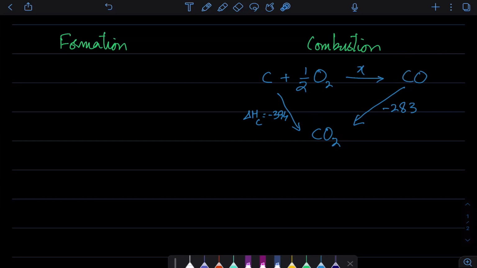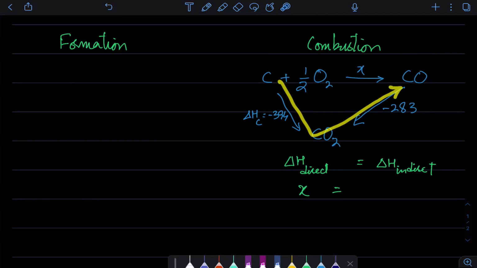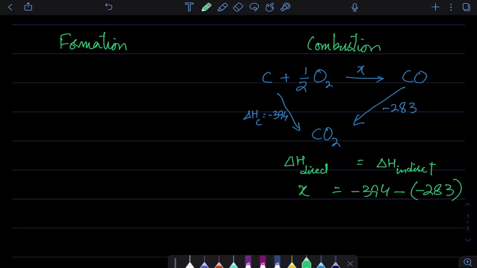And I will use my Hess cycle that delta H of direct is equal to delta H of indirect. So मेरा डायरेक्ट पाथ है ये, तो उसकी डेल्टा H है x. इनडायरेक्ट पाथ है ये, तो दिस इज -394 minus -283. Why is it minus minus? Because the arrow is downwards and I'm going upwards. My path is upwards. So there you go. My x is going to be -394 plus 283, whatever that comes out to be, 101 kilojoules per mole. Just like that, straightforward. ठीक है?